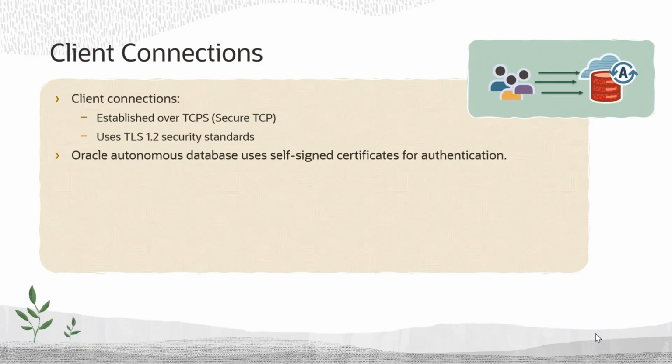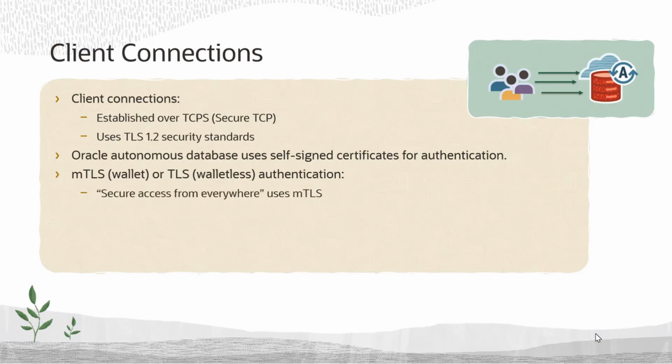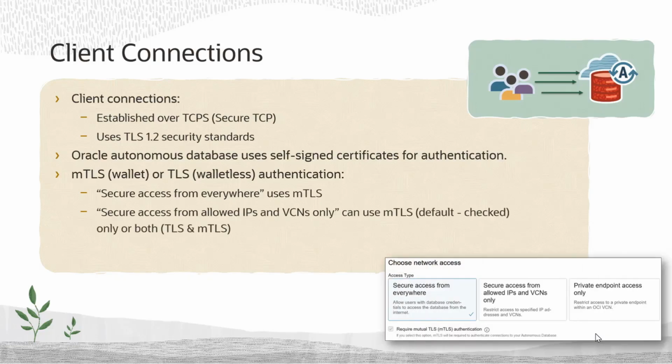This is available for you to download, which we referred to earlier as the wallet or the credential file. Oracle Autonomous Database supports two different types of authentication, MTLS or TLS, and it depends on the type of network access you have chosen. If you have chosen secure access from everywhere, then it enforces MTLS-based authentication. If you choose secure access from allowed IPs and VCNs only, then you can use both MTLS or TLS.